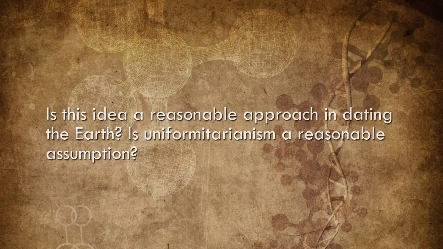Uniformitarianism is a fundamental assumption in evolutionary dating techniques. But the question is, is this idea a reasonable approach in dating the earth? Is uniformitarianism a reasonable assumption? Let's consider one example of why it isn't.